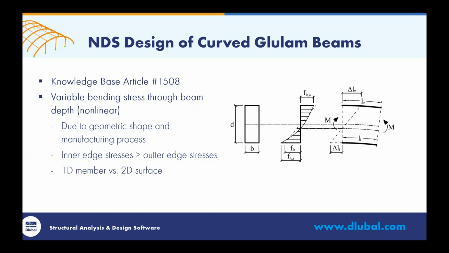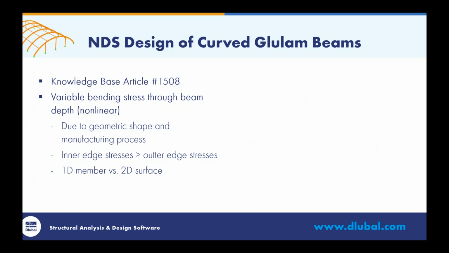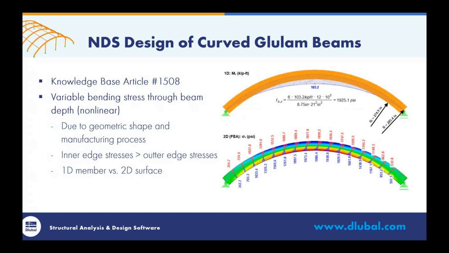Now the grains on the inside are also shorter than the outside. So what this leads to is larger inner edge stresses when we compare that to the outer edge stresses. So the question is, well, how do we design this for 1D member elements, and how do we compare that to a more realistic 2D surface element within the program?